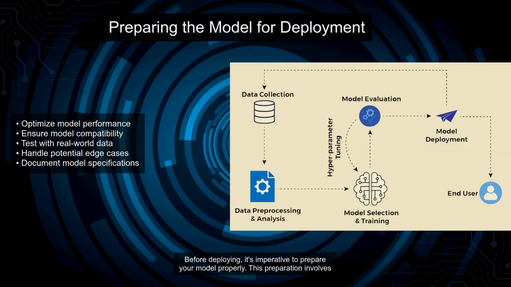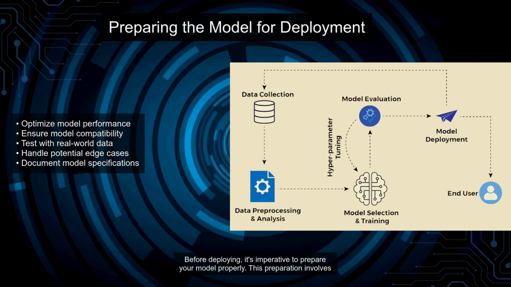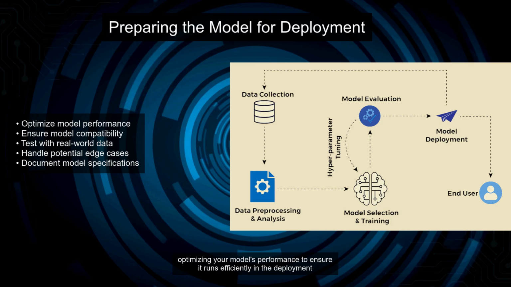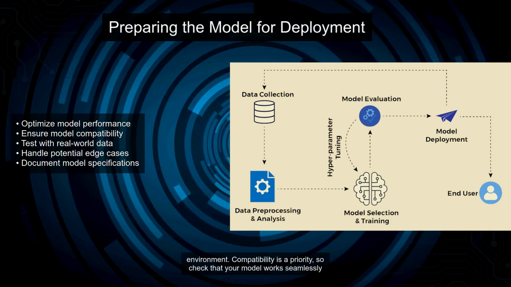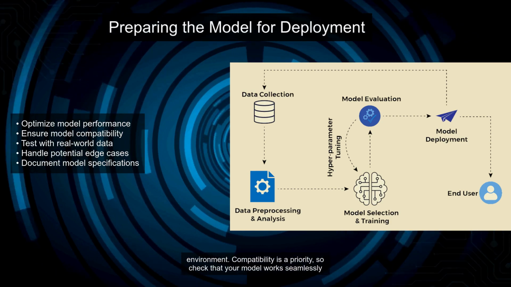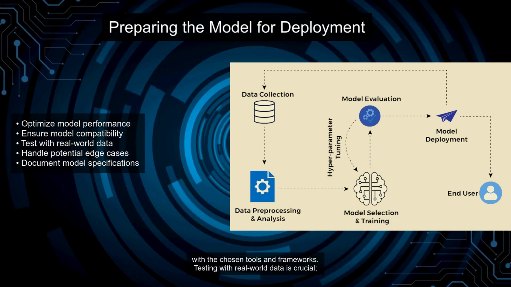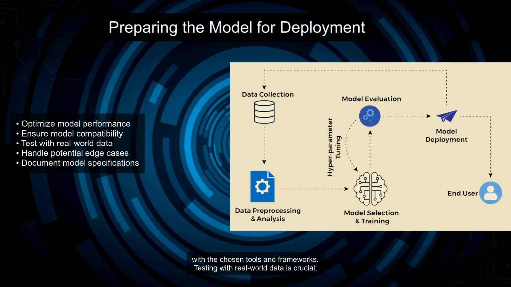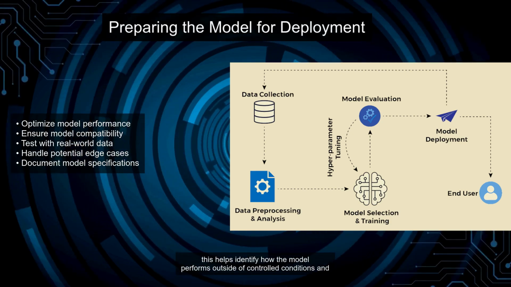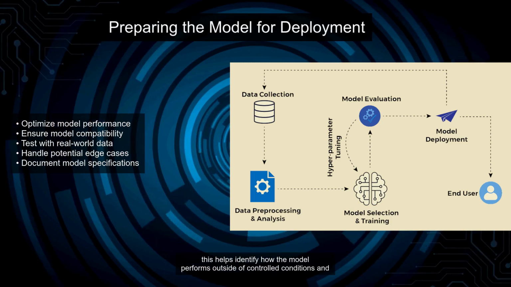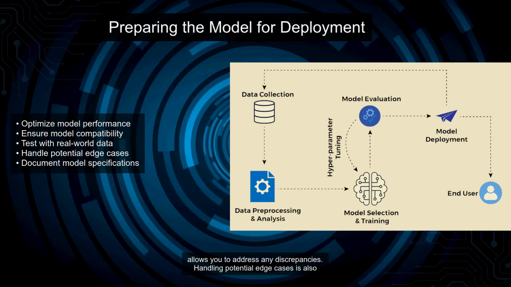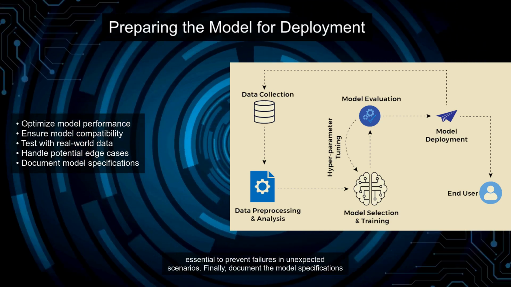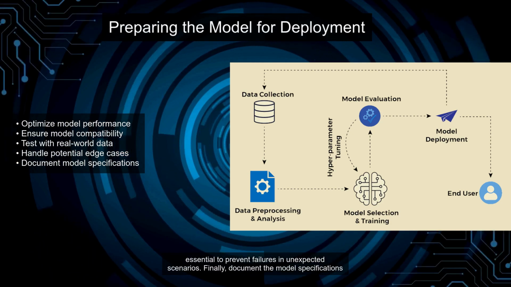Before deploying, it's imperative to prepare your model properly. This preparation involves optimizing your model's performance to ensure it runs efficiently in the deployment environment. Compatibility is a priority, so check that your model works seamlessly with the chosen tools and frameworks. Testing with real-world data is crucial. This helps identify how the model performs outside of controlled conditions and allows you to address any discrepancies. Handling potential edge cases is also essential to prevent failures in unexpected scenarios.